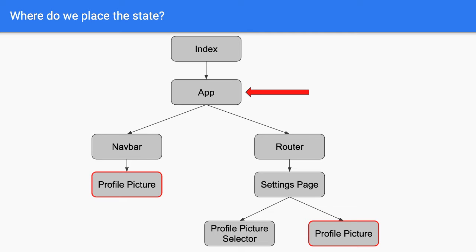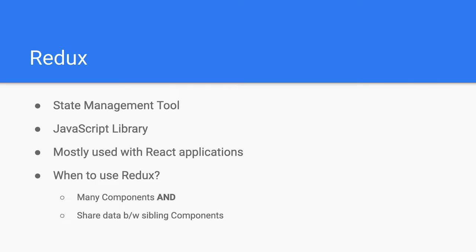It would be much better if the state was managed at a central location where any component can access it when it needs it, instead of the state being passed all the way down. So basically, what we need is a state management tool, and that is exactly what Redux is. Redux is a JavaScript library for state management. It is mostly used for React applications, but it can be used with any JavaScript application.